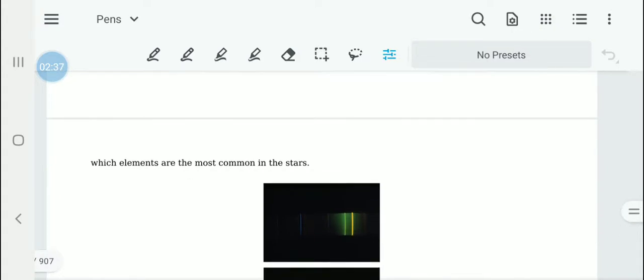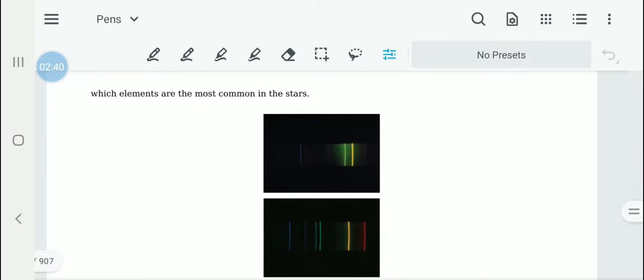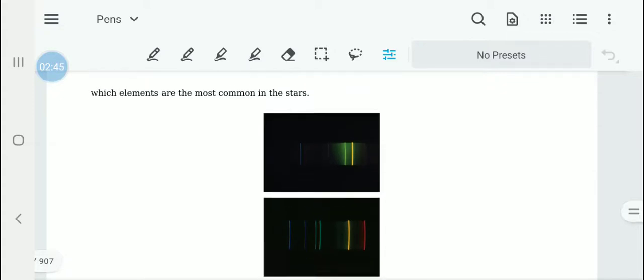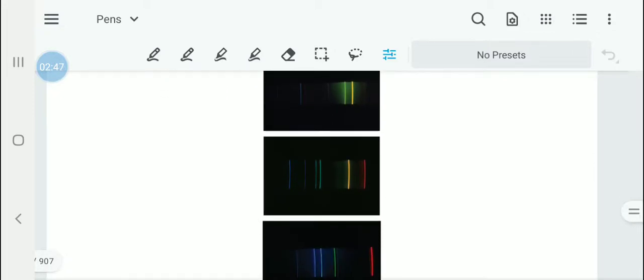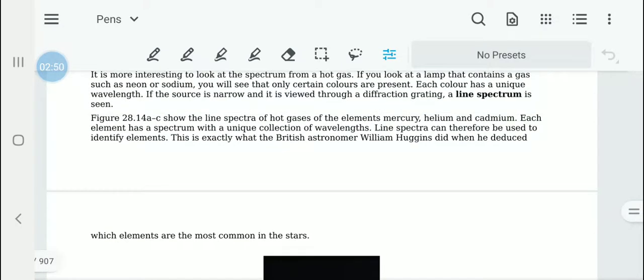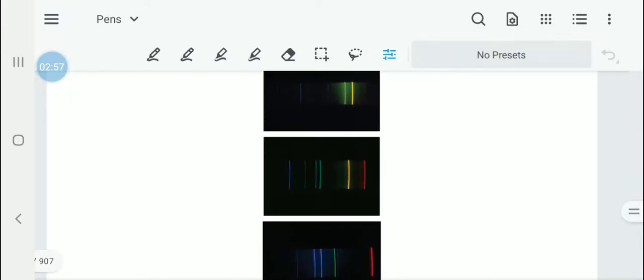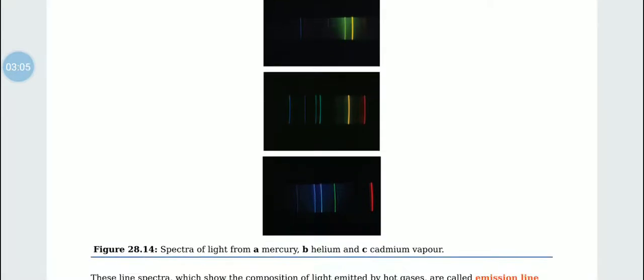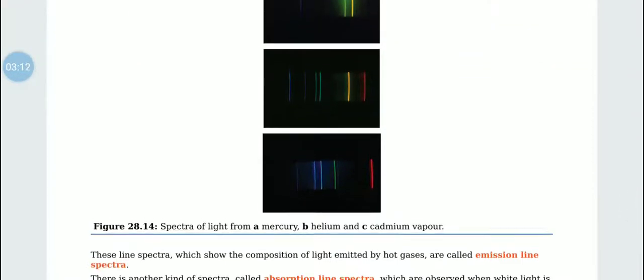This is how people can identify what gases are most common in stars. These are the line spectra for mercury, helium, and cadmium. You can see the difference: mercury, helium, and cadmium. So using this phenomenon, we can find out what gases are available in the stars, etc.